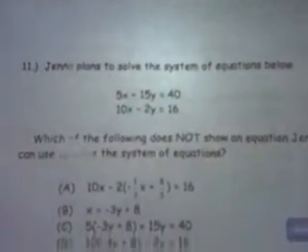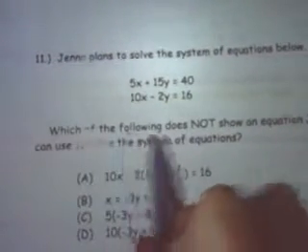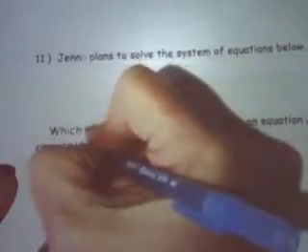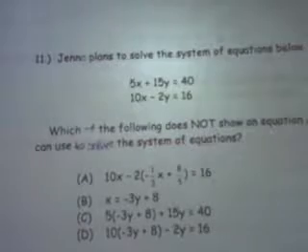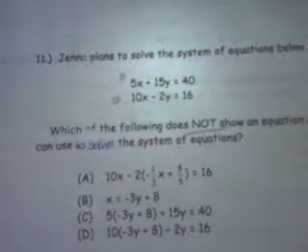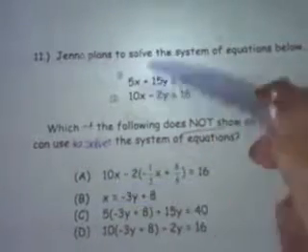Okay, Jenna plans to solve the system of equations below. Here's her system. Which of the following does not show an equation Jenna can use to solve the system of equations? Which one can she not use? Okay, remember when we do a substitution, I told you to label your equations 1 and 2? Okay. Well, let's look at B.